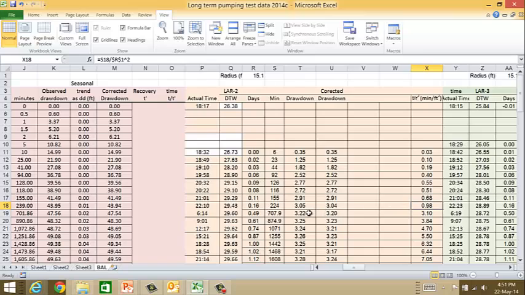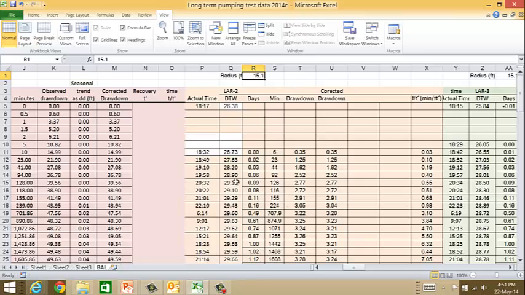Let's see, that would be right there, and then that is the cell reference for the radial distance, and it's squared. Okay, so that'll give us this column, and we'll just make a plot that uses this as the time scale, or as the x-axis. Yeah, right there is the radial distance in feet for LAR2. That's the radial distance away from the pumping well. Okay, so that's the data set.